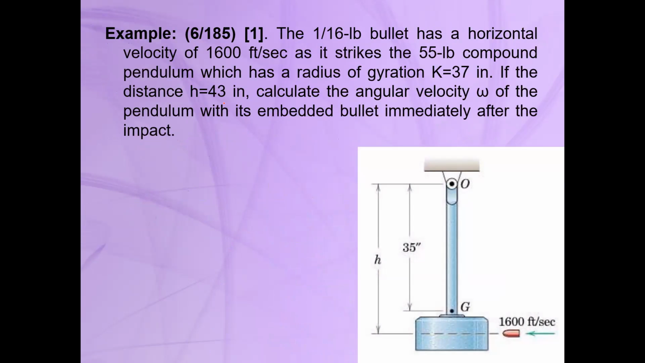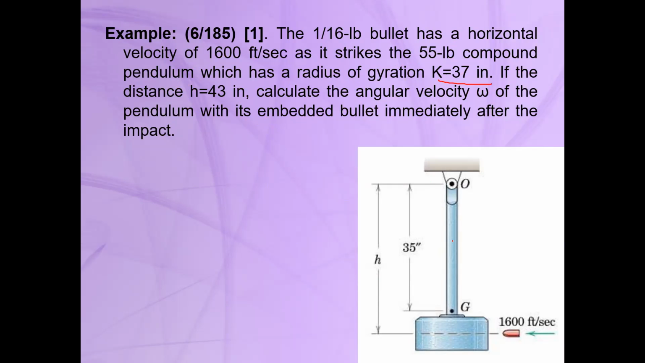Okay, next example, we have an impact. A 1 divided by 16-pound bullet has a horizontal velocity of 1,600 foot per second as it strikes the 55-pound compound pendulum, which has a radius of gyration of 37 inch. If the distance h is equal to 43 inch, calculate the angular velocity omega of the pendulum with its embedded bullet immediately after the impact.